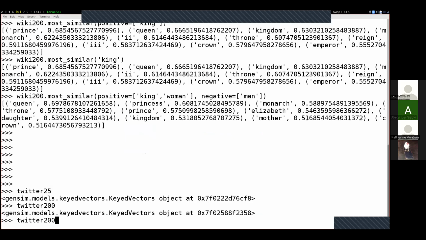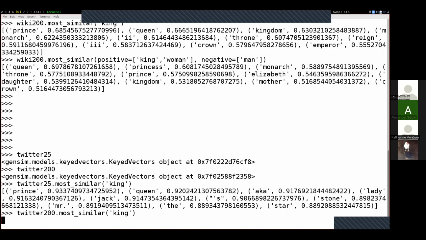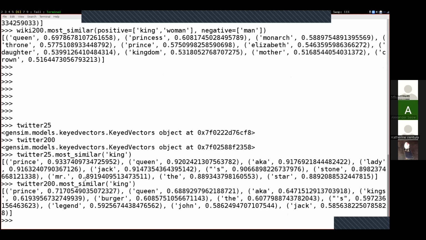So back over to GenSim, if I do the Twitter 25 dot most similar of king, the very first words are pretty good, like prince, queen, but then getting into weird things like AKA and lady's, stone. None of those things seem to really be related to the word king. But if I use the higher dimension model, then we get more, I guess AKA is still here. Burger seems like a weird thing, but you get your Burger King in there.